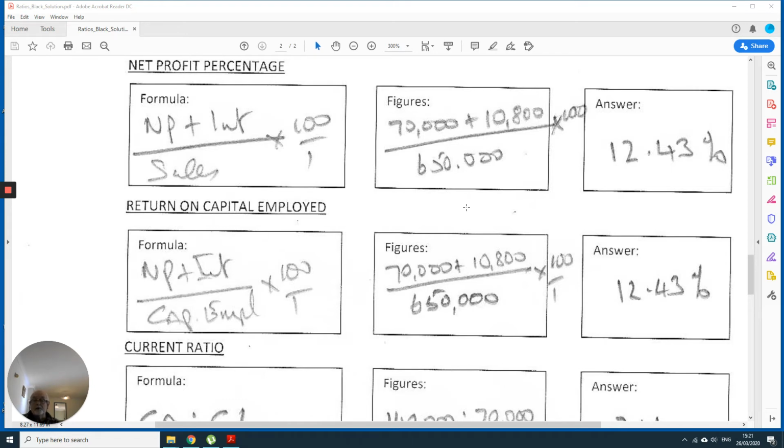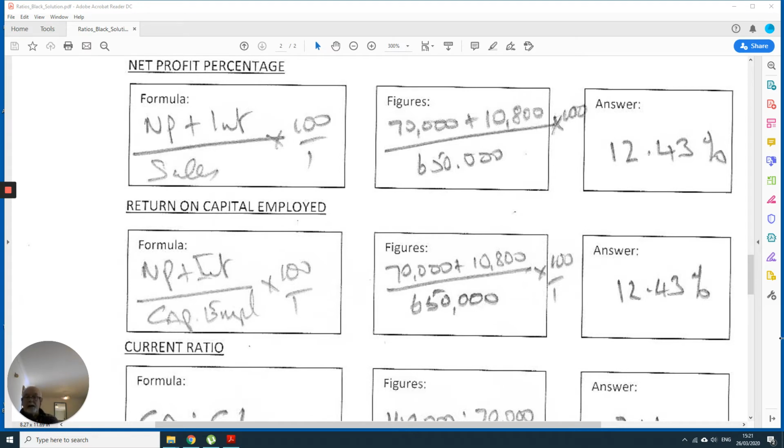The 10,800 interest was got by checking out your loan, your debentures. They were 9% debentures, I think. I'm just having a look here. Yes, the debentures were 120 grand at 9%, and that would be 10,800. So that's how we got that figure. So it's 70,000 with the 10.8 added back to it over 650,000. It was 12.43% for our net profit percentage.